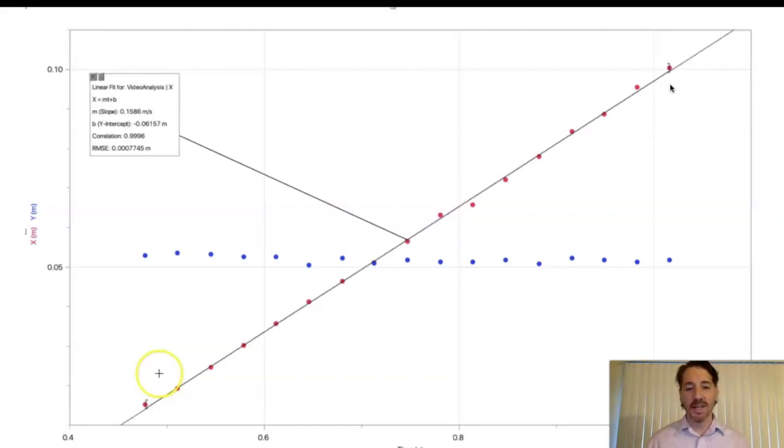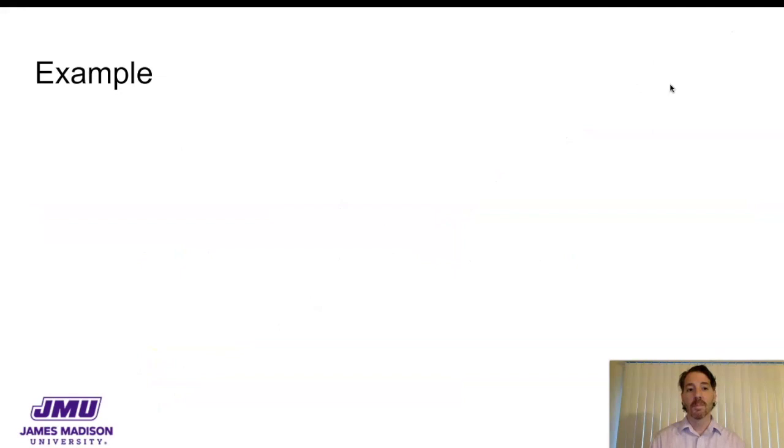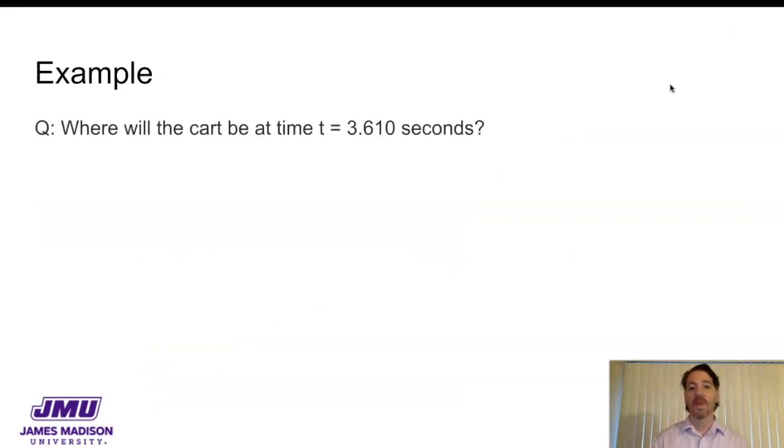Well, why would I want to take a data table and make a graph out of this? This is science, so we're doing this in order to make predictions. What can be predicted based on the graph and the equation that we have here? A good prediction would be something like this: where will the cart be at 3.610 seconds into the video, just based on the information that we have in the data table and the graph?